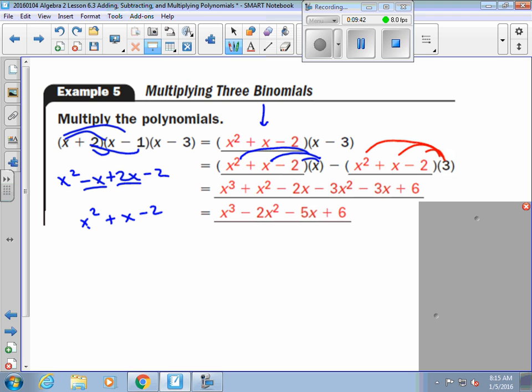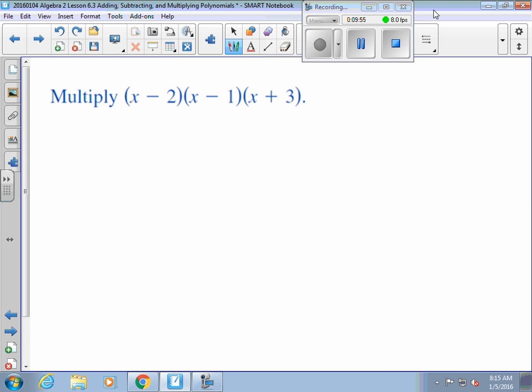A lot of pieces and parts to these problems to make mistakes on if you don't pay attention or if you write sloppy. So try to clean up your writing for this stuff best you can. Slow down. There's no rush with these problems. On the back, one more time, everybody. Let's multiply x minus 2 times x minus 1 times x plus 3.